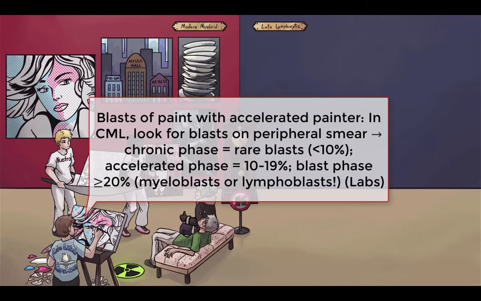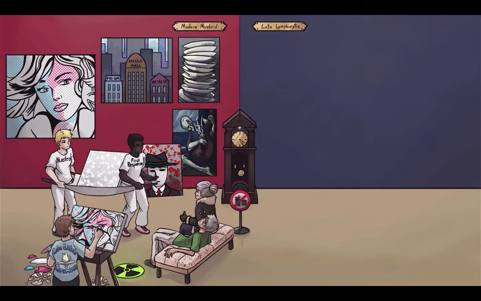As CML disease progresses, the neoplastic cells lose their ability to differentiate, and so more immature blast forms are seen. Accelerated phase is characterized by the presence of 10 to 19% blasts, and the blastic phase is greater than 20% blasts. These can either be myeloblasts or lymphoblasts. In about two-thirds of patients, the blastic phase resembles acute myeloid leukemia, while in the other one-third of patients, the blast phase looks just like acute lymphoid leukemia.